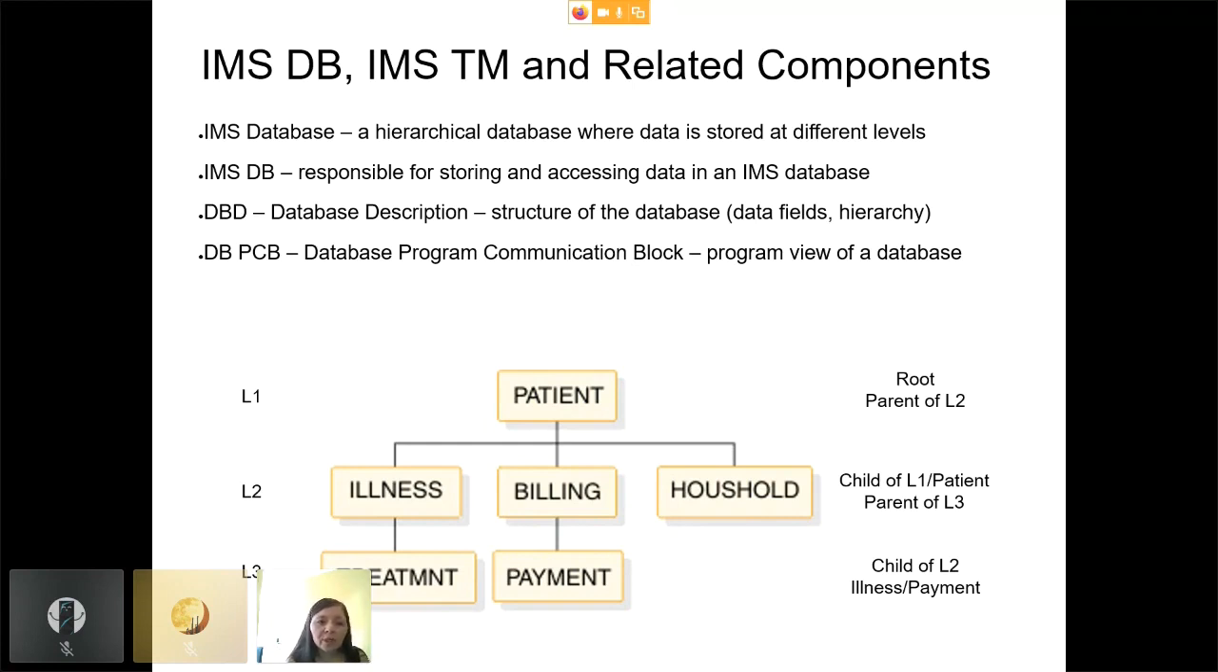And then there are components like DBD. DBD is a database description. It looks at the structure of the database, all the fields, all the relationships. For example, it will mention every record in this database: patient, illness, billing, household, treatment, payment. It sees the whole database, and it will say what the structure is. So it will say illnesses, parent is patient; billing, parent is patient; and so on.